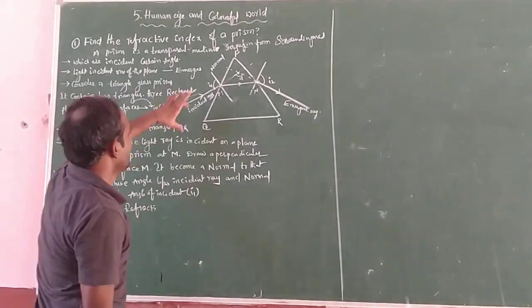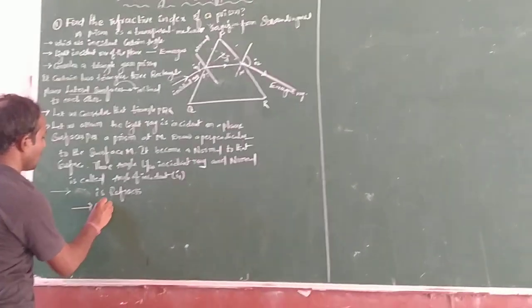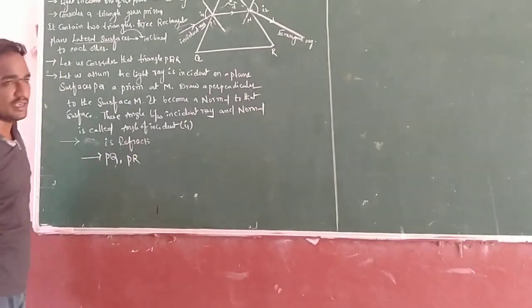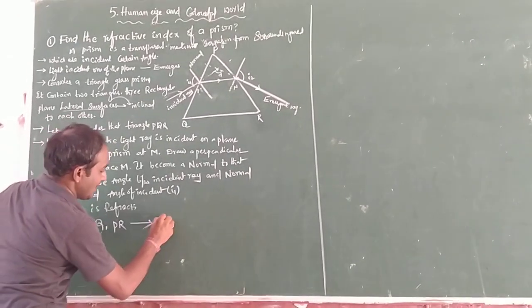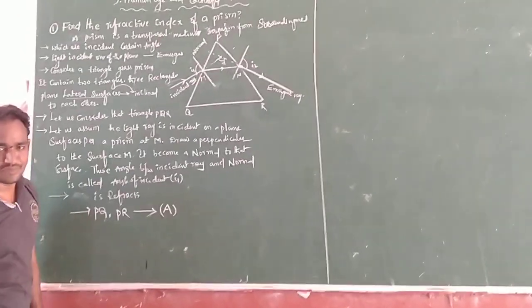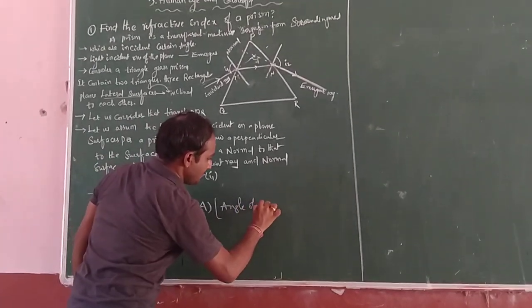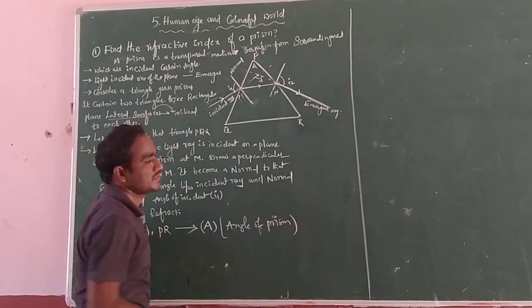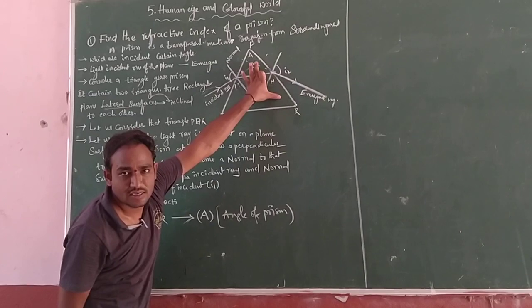And one more thing, the angle between the surfaces PQ and PR is known as the angle of prism. That's why we represent it as A. So A is nothing but the angle of prism, the angle between the surfaces PQ and PR.